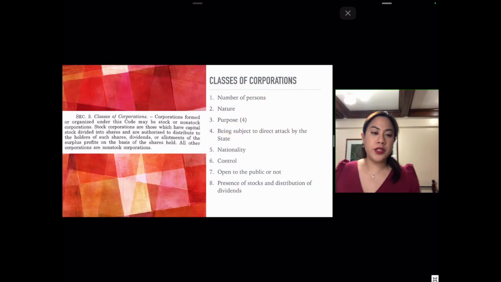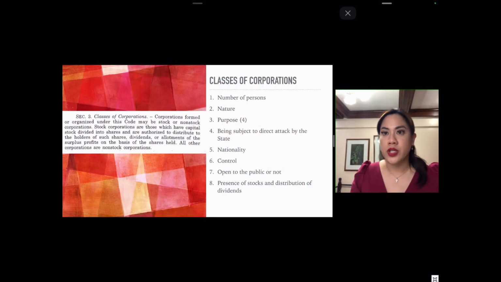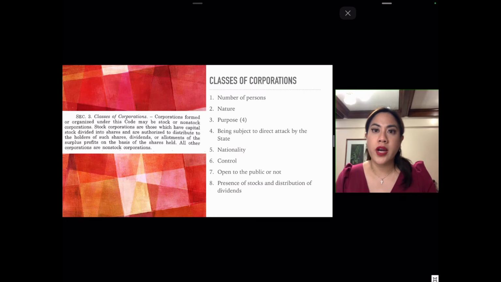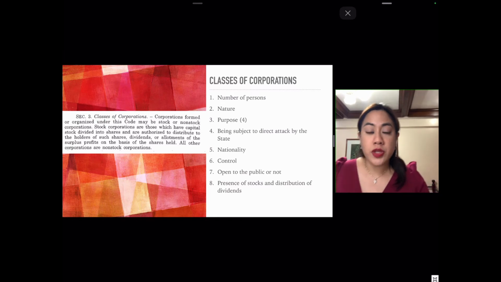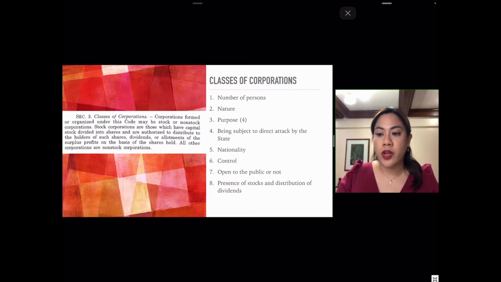Now let's move on to Section 3, Classes of Corporations. Corporations formed or organized under this code may be stock or non-stock. Stock corporations are those which have capital stock divided into shares and are authorized to distribute to the holders of such shares dividends or allotments of the surplus profits on the basis of the shares held. All other corporations are non-stock corporations. Therefore, a stock corporation is the ordinary business corporation created and operated for the purpose of making a profit.